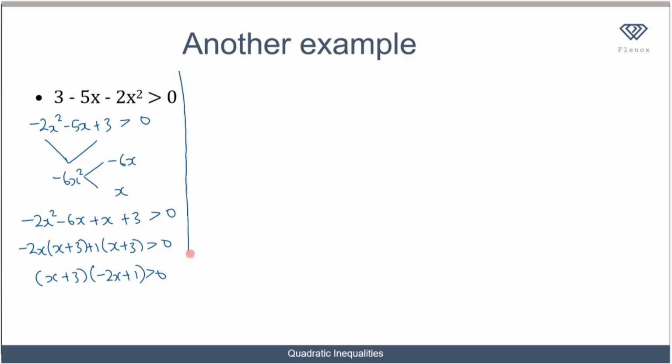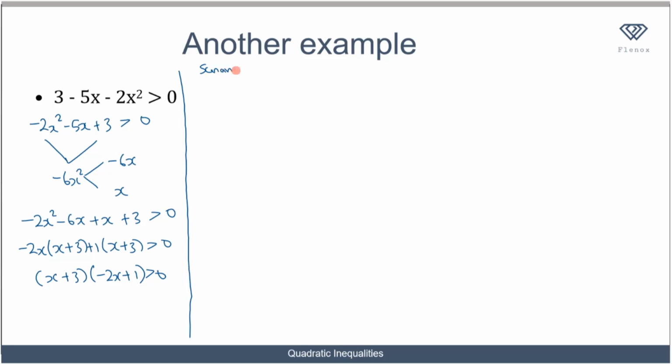So now what do I have to do? I have to think about this. I'm told that I'm multiplying two terms together, and when I multiply those two numbers together, the product is positive, is greater than 0. So it means that either those two numbers are positive or those two numbers are negative.